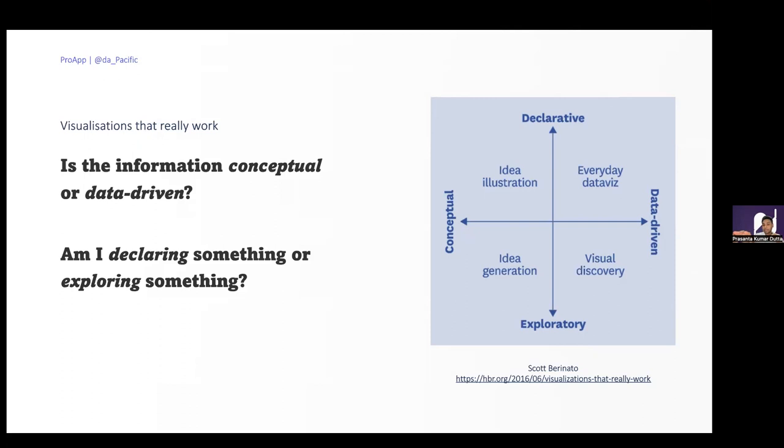So let's take a look at the quadrants. Let's start with the top left. Something conceptual, which is not data, and you're declaring something. So that is an illustration. That could be something as simple as making a wireframe or a sketch to show a concept and declaring it to your people. It's not a data viz, it's just a sketch. If it's conceptual and exploratory, then the purpose is idea generation. You would draw a lot of stuff, explore different ways of representing that concept, and that's the process of idea generation. And then you have something that's data-driven, hard numbers, and you're declaring something.